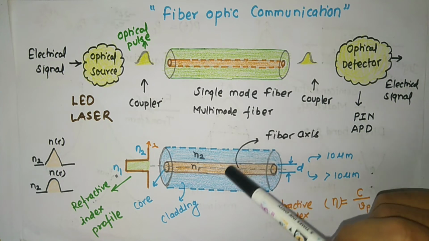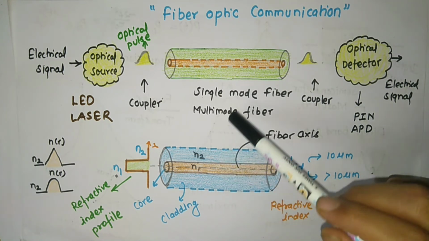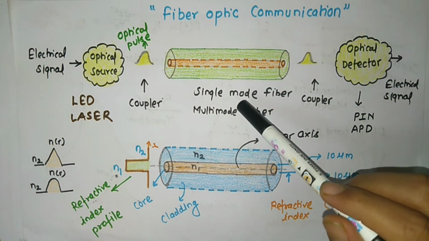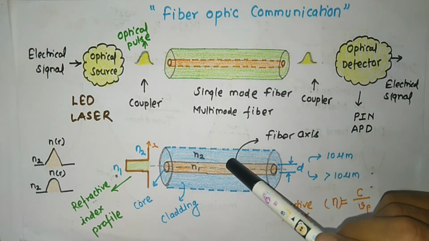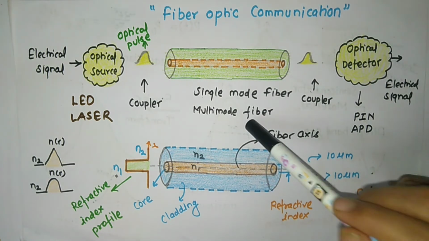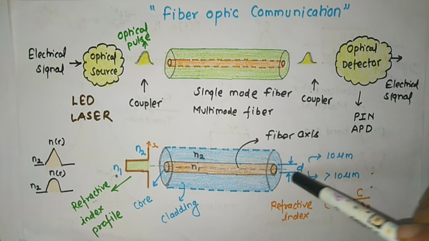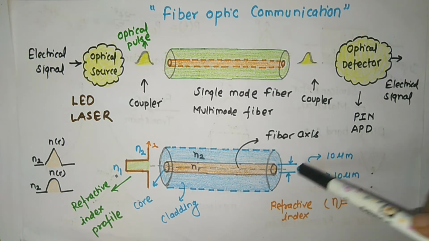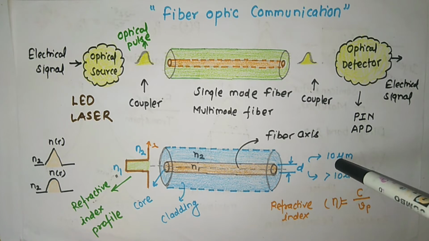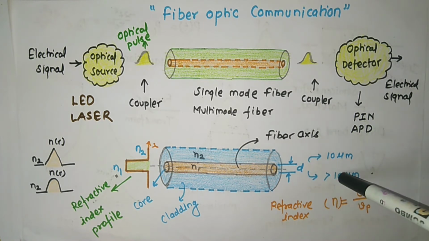So on the basis of the size of the core, we classify the optical fiber into two parts. One is single mode fiber, another one is multi-mode fiber. In the case of single mode fiber, you will see the diameter of the core is less than 10 micrometer, and in the case of multi-mode fiber it is greater than 10 micrometer.